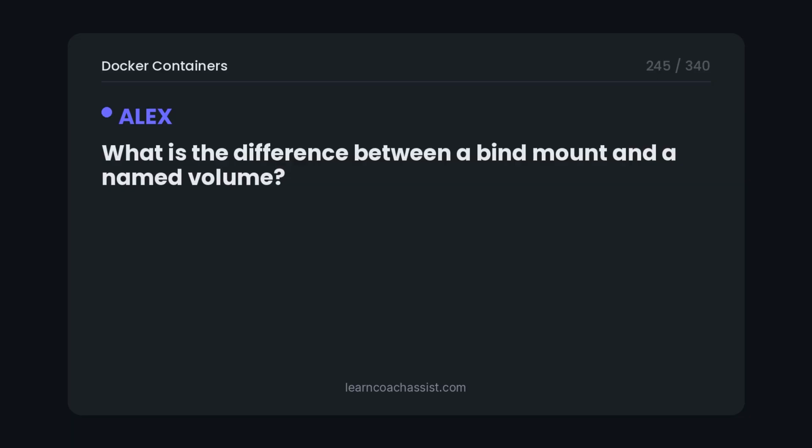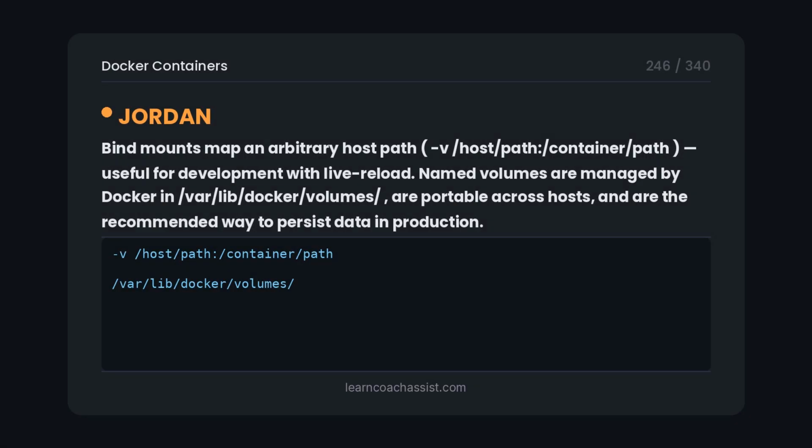What is the difference between a bind mount and a named volume? Bind mounts map an arbitrary host path, -v /host/path:/container/path, useful for development with live reload. Named volumes are managed by Docker in /var/lib/docker/volumes/, are portable across hosts, and are the recommended way to persist data in production.